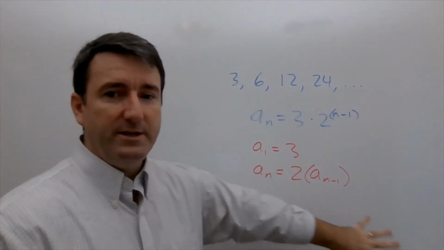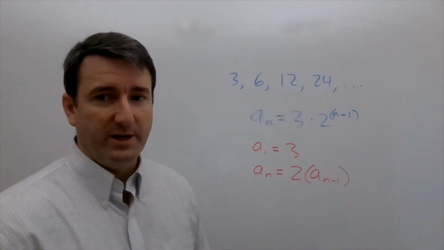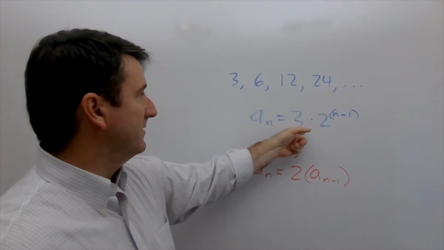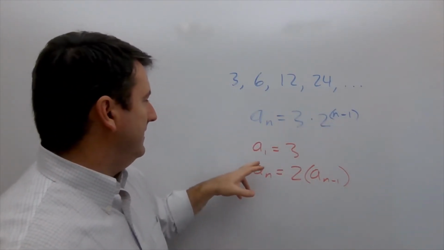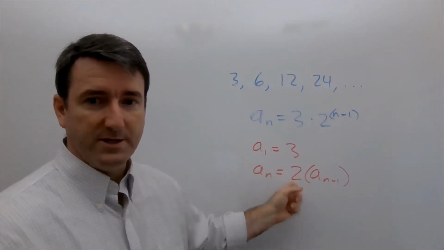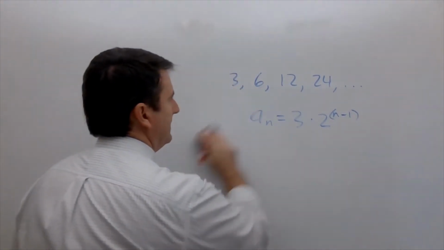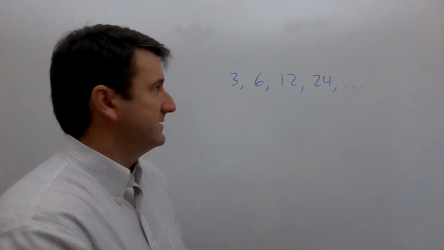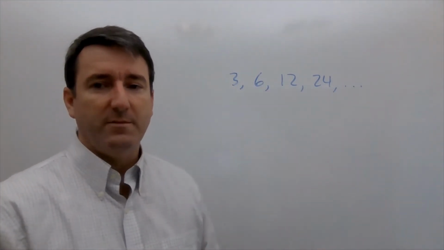So really all you need to know is the first term in the sequence and the common ratio between each of the numbers. In your explicit formula, the first term goes here, the common ratio goes here. In your recursive formula, the first term goes here, the common ratio goes here. All right, so now let's talk about series, geometric series. So a geometric series is just a sum of a geometric sequence.